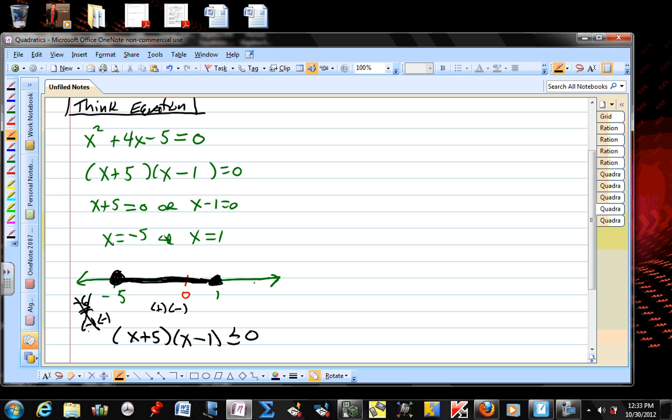Okay, now let's pick a number in the right-hand side region. Let's try something like positive 2. 2 plus 5 is 7. 2 minus 1 is 2. Positive times positive is positive. Positive numbers are not less than or equal to 0, so everything in that region is false. And we only have one section shaded.